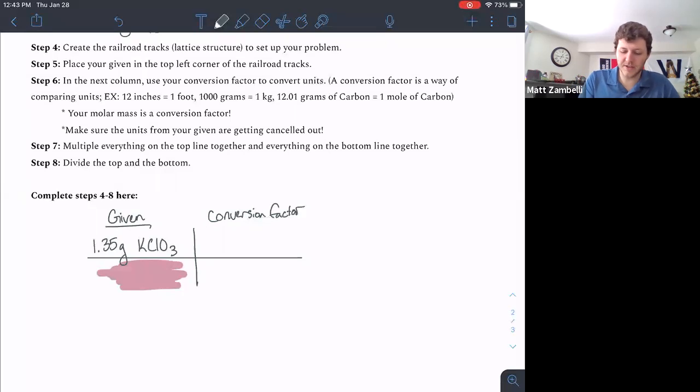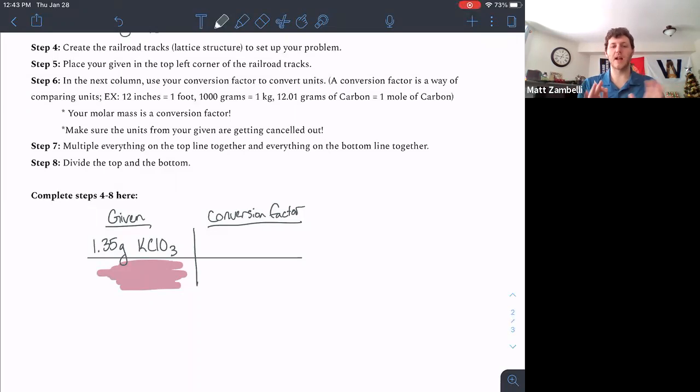When I say conversion factor, a conversion factor is a way to compare units. So one is like 12 inches is 1 foot. There are 1,000 grams in a kilogram. A third option would be there are 12.01 grams of carbon in 1 mole of carbon. So what that last one's telling us really is that our molar mass is our conversion factor. So we've created this already. We have it. All you have to do is use it.